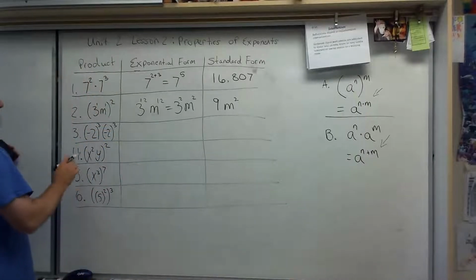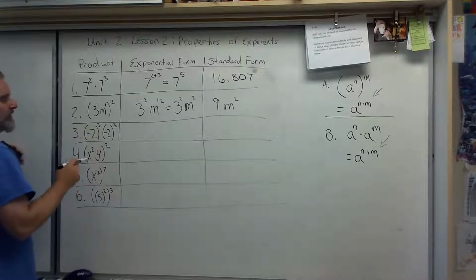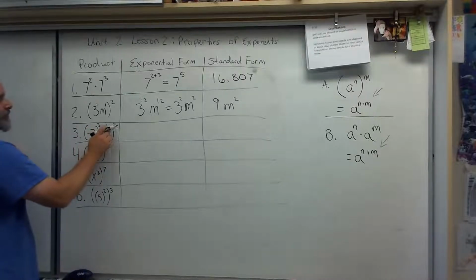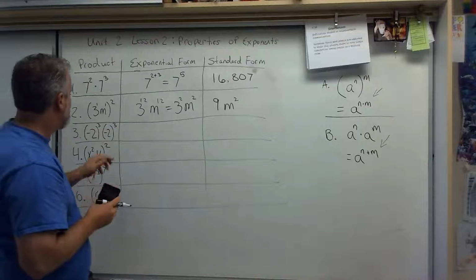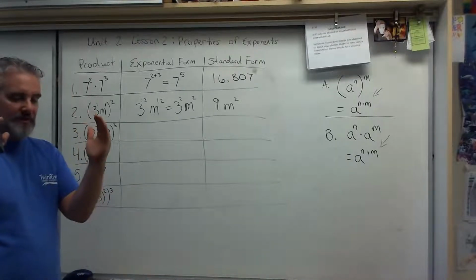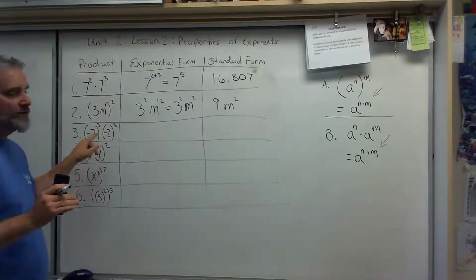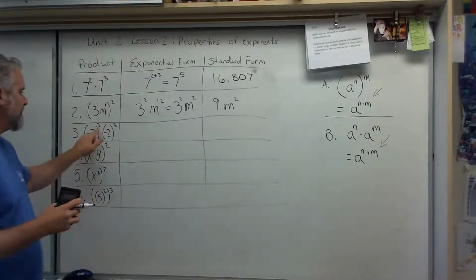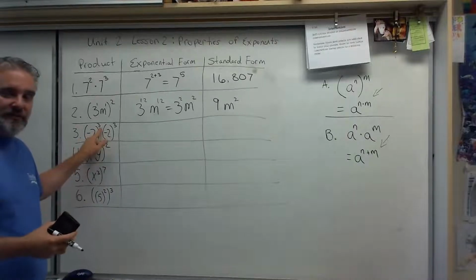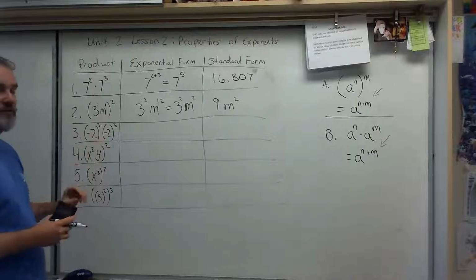Problem number 3. A little bit more squirrely looking. -2 raised to the third power times -2 raised to the third power. So these parentheses are important because they help keep that negative with the number. If we didn't have that negative with the number, you're going to get a wrong answer when you actually expand it out and find the standard form or the standard value. So these parentheses are very important.